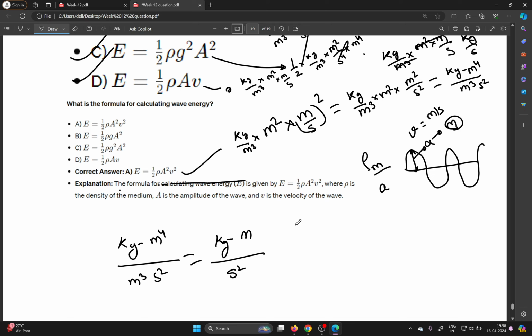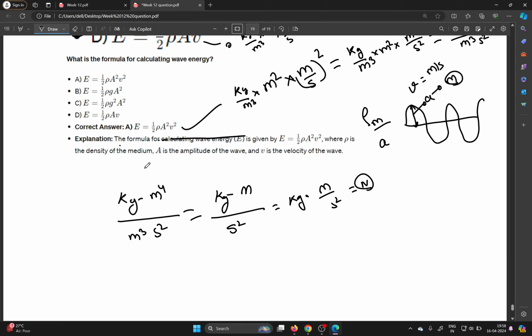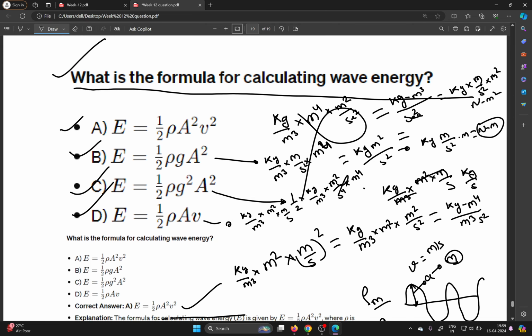We are making somewhere a mistake. Kg per meter cube, meter square, meter 4, definitely. So kg into meter per second square. So this is your Newton. But here we are talking about the formula for calculating the wave energy. The dimension of energy is Newton meter, but I think it is not related to here. For calculating the wave energy, you always remember, you need to apply this formula: E is equal to half rho A square V square.